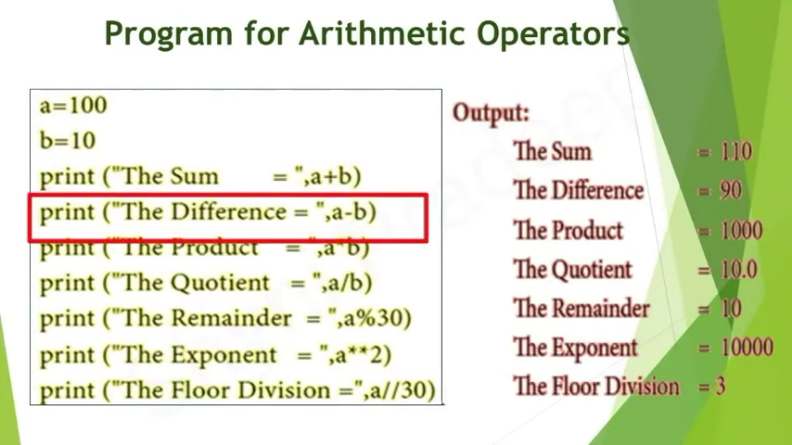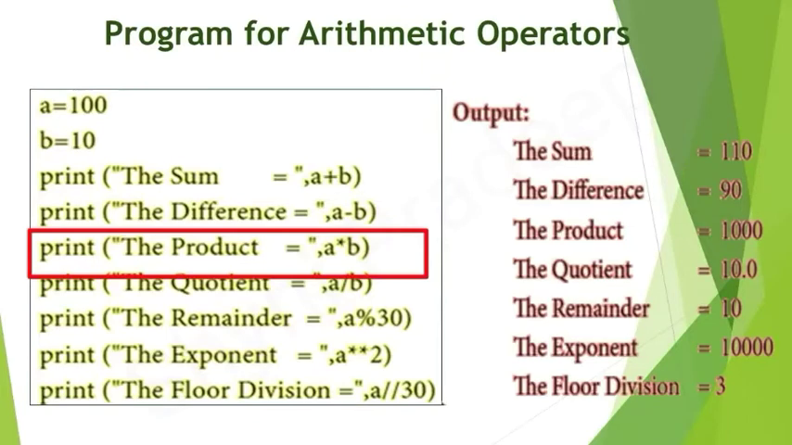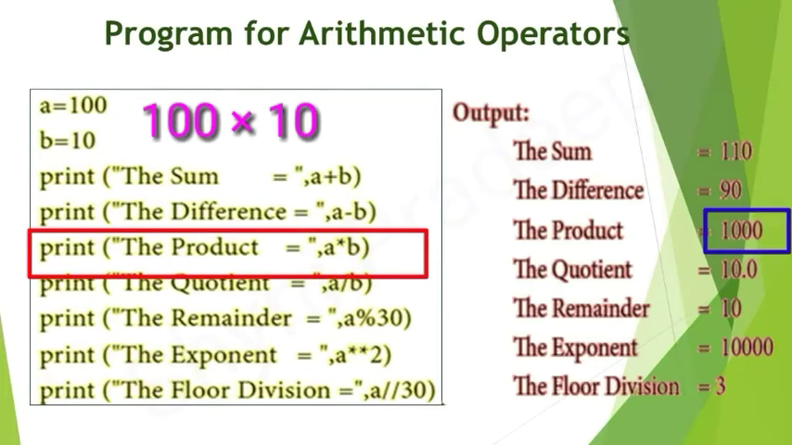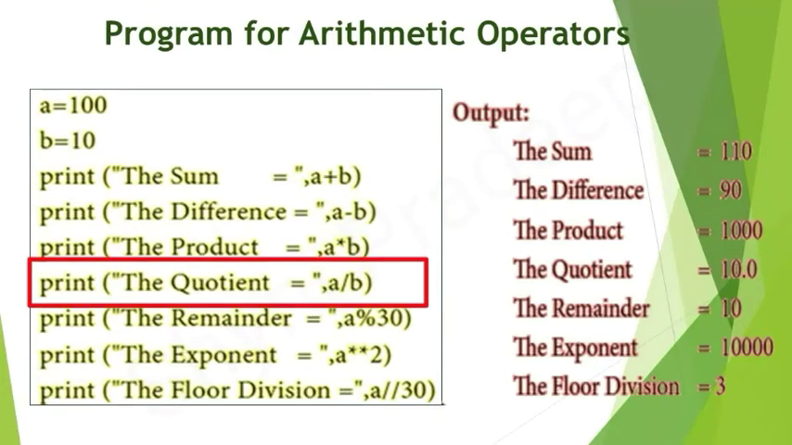Okay. Next, print the difference, A minus B. So the next operator is what? Minus operator. Okay. So A minus B. A is 100, B is 10. So 100 minus 10 is 90. And next, print the product, A into B. 100 into 10. Okay, 100 into 10 means what? 1000.